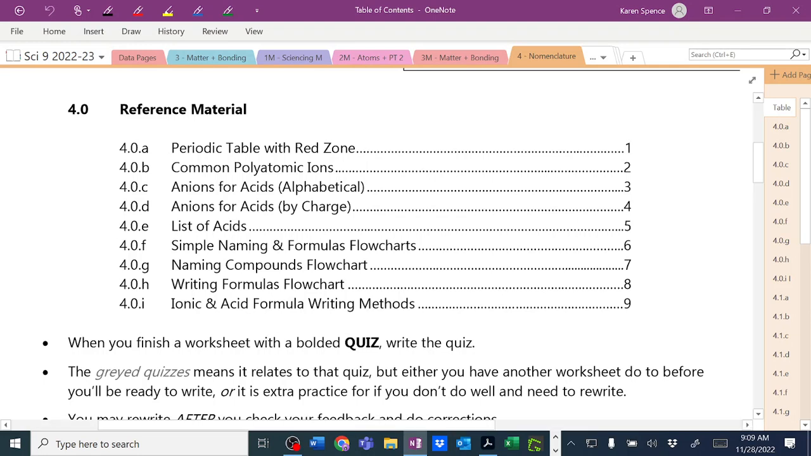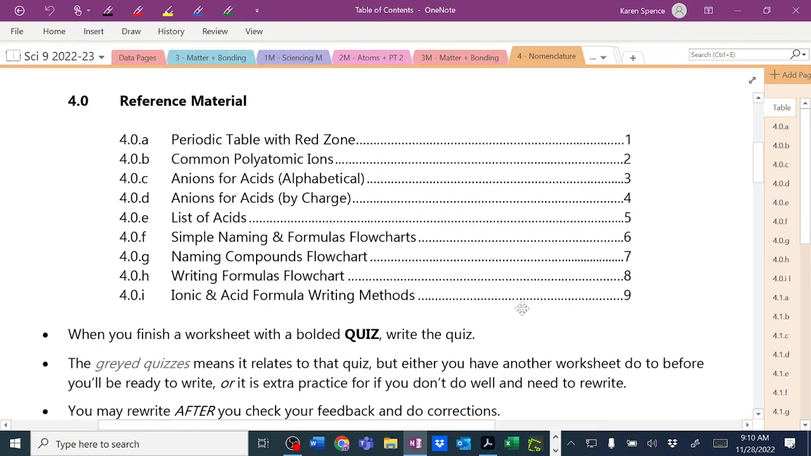So what you'll see, first of all, is you'll see 4.0a, we have a periodic table with a red zone. The red zone will become important later. We have common polyatomic ions, which will again become important later. There's a whole bunch of information in here that you'll want to go back to and refer to maybe once a week to see where we've gotten to.